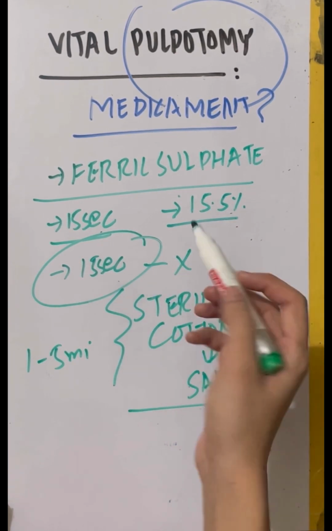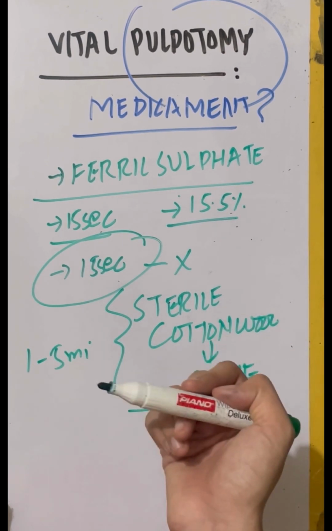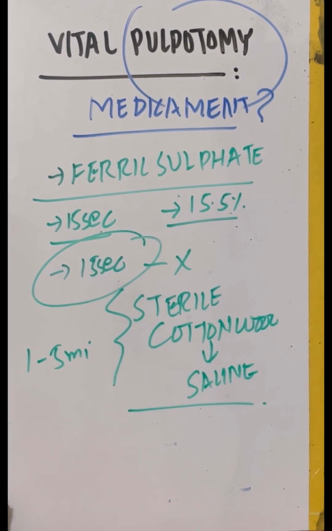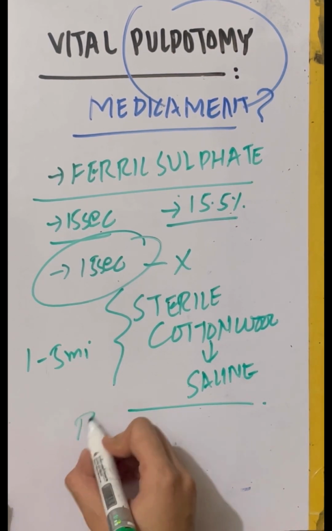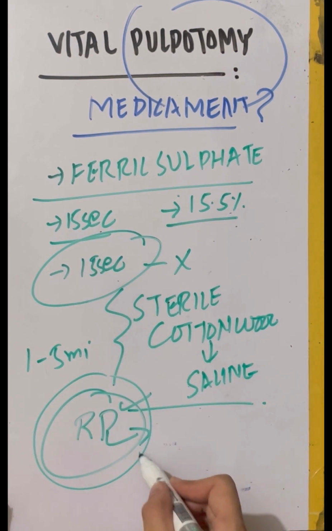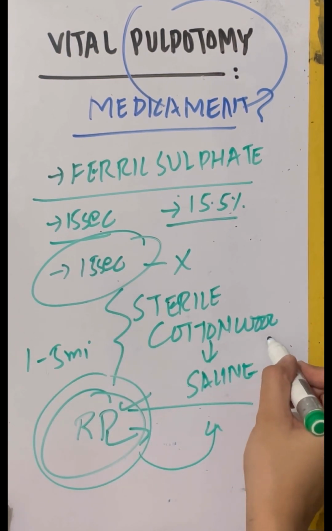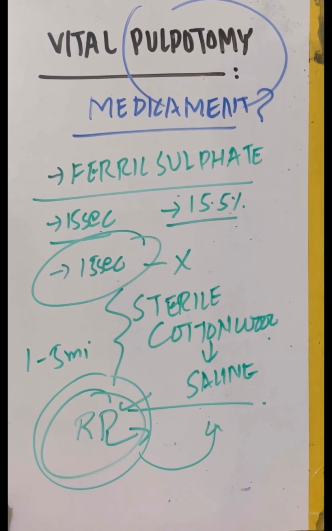It is also used to control gingival bleeding, and also used in endodontics. Metoprolol was the agent used before ferric sulfate, but it was proved to be a carcinogen, so now it is prohibited. Ferric sulfate is a strong hemostatic agent. So what does it do? It hides the inflammation of the radicular pulp. Then what we will do? We will use sterile cotton wool with saline for the hemostasis. And after the hemostasis is achieved, we will be using ferric sulfate.